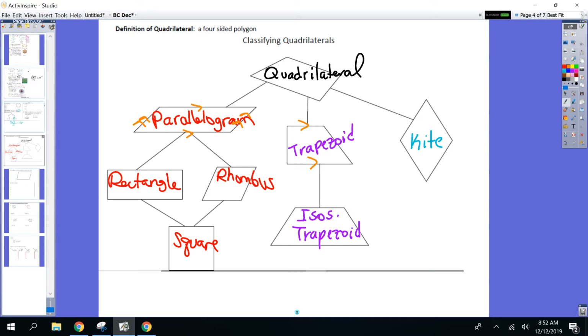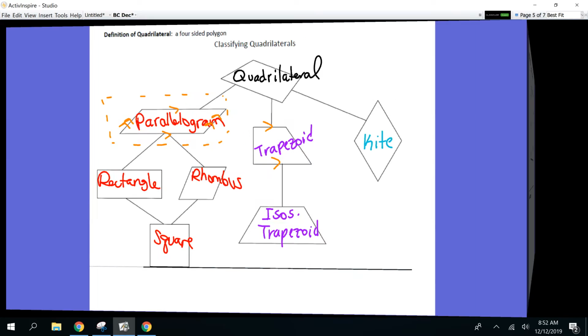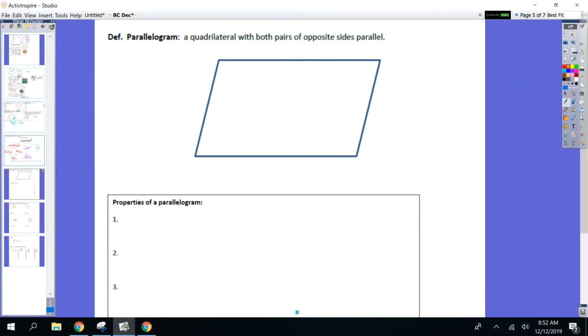All good. Our focus for the next 3 days up until the quiz is just going to be on this bad boy right here, the parallelogram, because there's a lot to talk about with that one. So let's get right into it with the parallelogram.